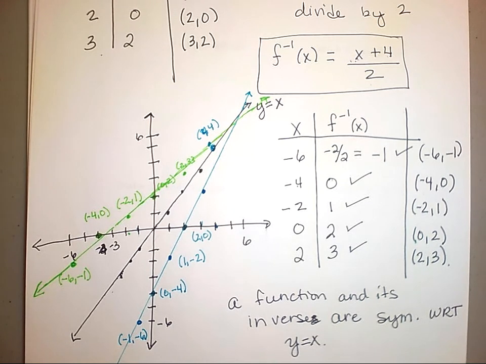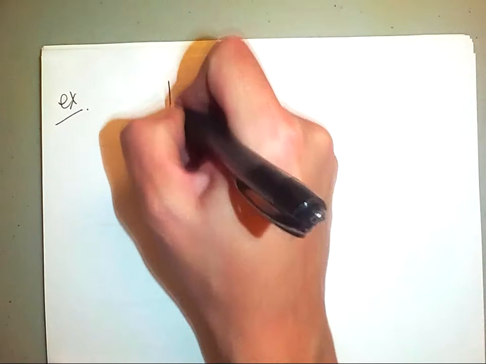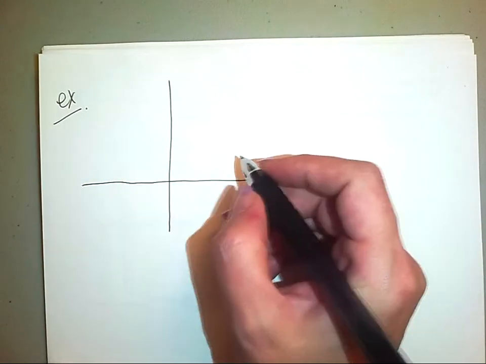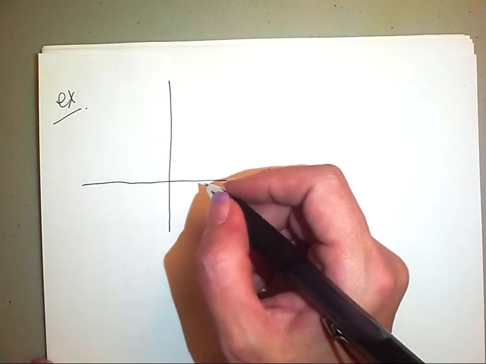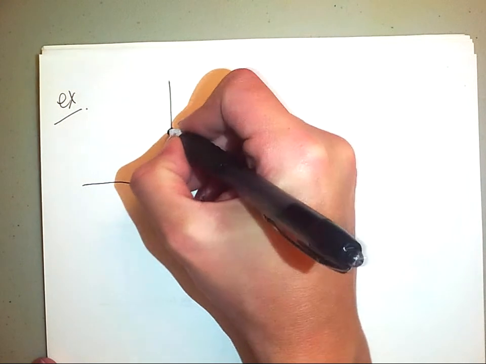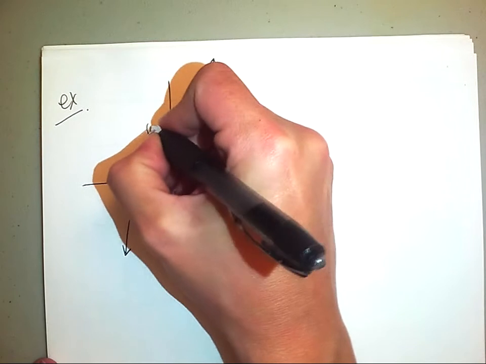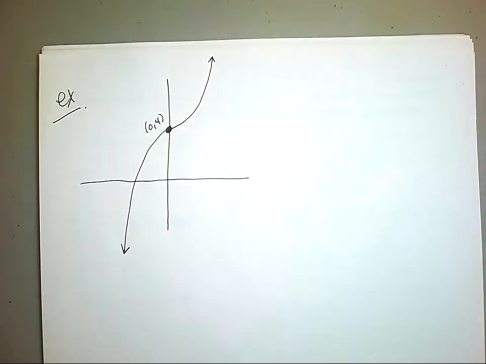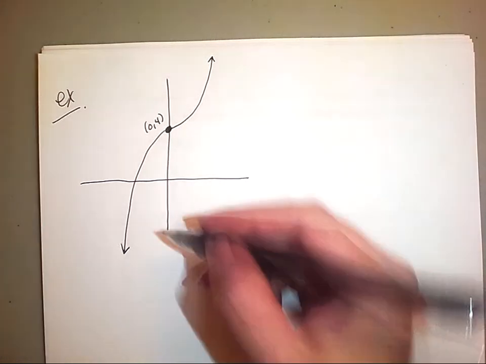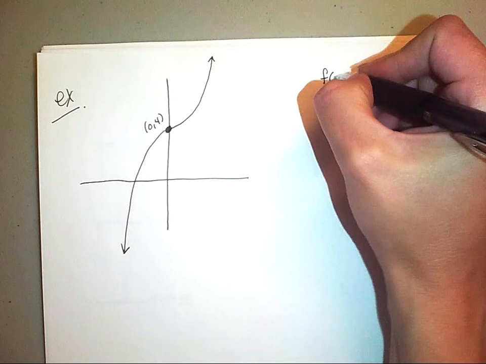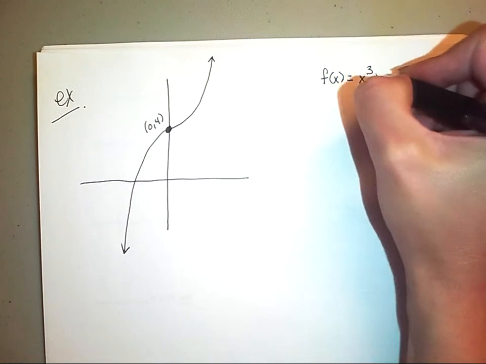So let's try another one. Let's see if we had to do this graphically. Let's say, for example, we were just given a function, and it looked like so. And this is the point (0, 4). I don't know what function this is. It does have the shape of x cubed, and it's been translated up 4 units. So let's say that's what it is: f of x is equal to x cubed plus 4.